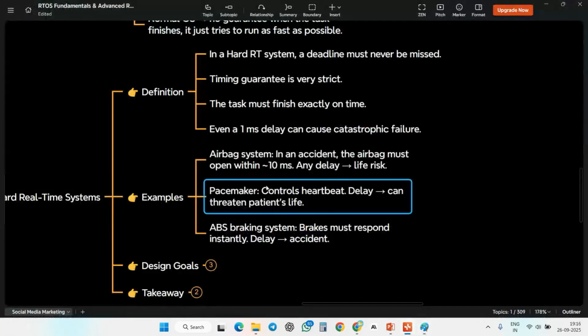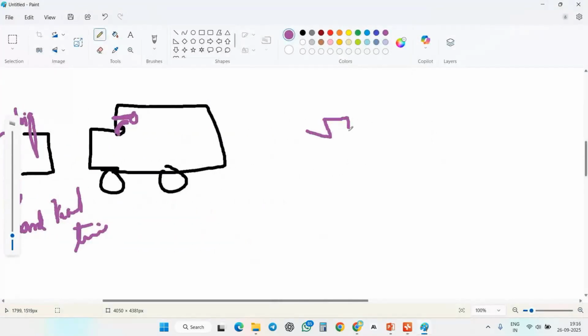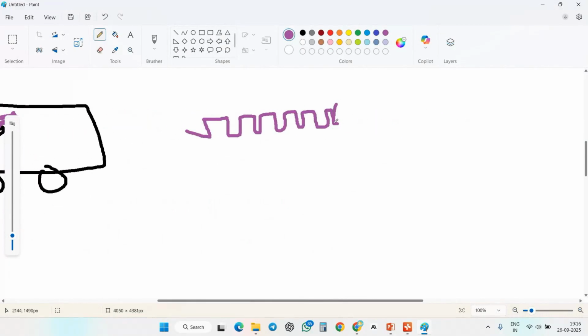If you look at the pacemaker, which helps in creating pulses for the heartbeat, think about it: for a person with a pacemaker inside, if for a millisecond there is no heartbeat, it doesn't provide any pulses.